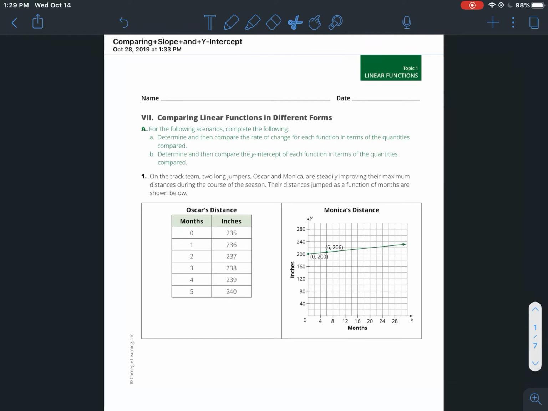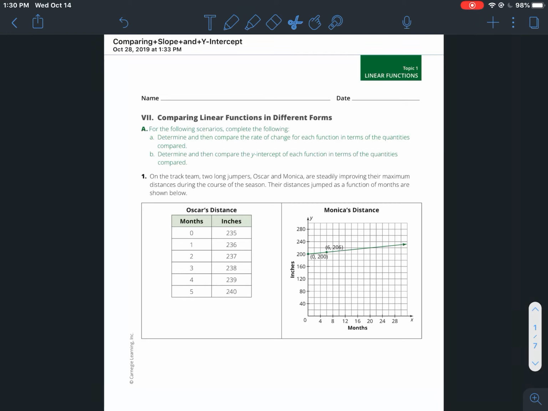for all of them, I should say, we're going to determine, then compare the rate of change, which is the slope for each function in the context of the problem, and then determine and compare the y-intercept for each function in the context of the problem. So number 1, on the track team, 2 long jumpers, Oscar and Monica, are steadily improving their maximum distance during the course of the season. Their distances jumped as a function of months are shown below.